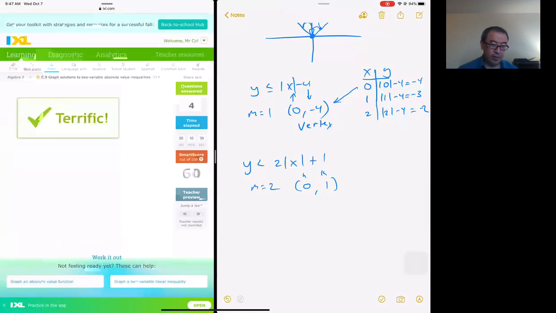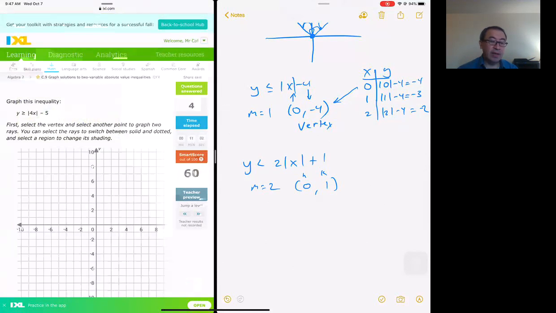Okay. So for this IXL, it's going to be asking you to get up to 90. So you guys can practice that.